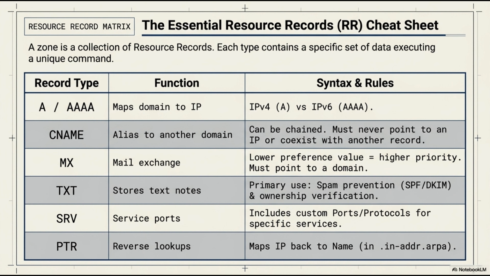DNS stores information in resource records, commonly referred to as DNS records. The A record maps a host name to an IPv4 address. AAAA records perform the same function for IPv6. CNAME records create aliases for other host names. MX records identify mail servers. TXT records store informational text, often used for email security technologies such as SPF, DKIM, and DMARC. SRV records define service locations, while PTR records provide reverse DNS lookups.